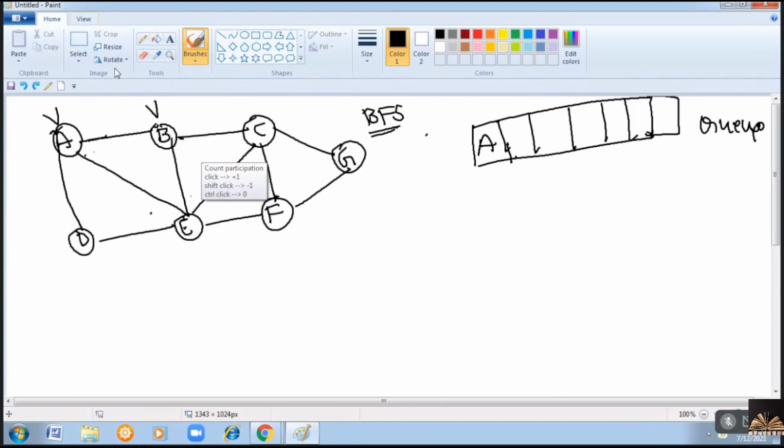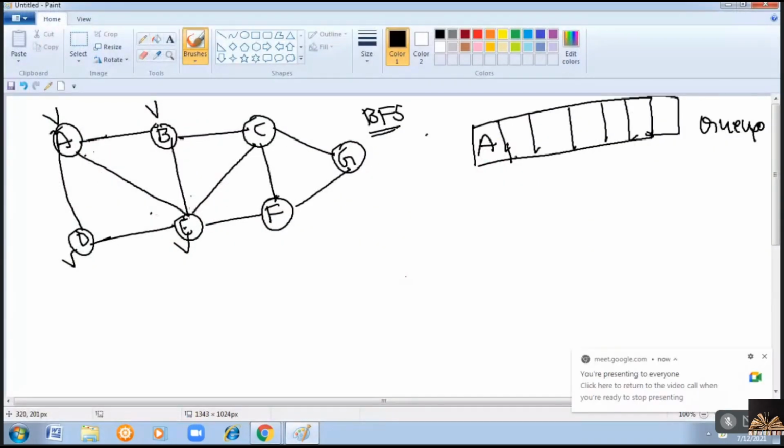So what are the, yes. These are all adjacent only. So what are the adjacent vertices? 1, 2, 3. Yes. 3 are the adjacent vertices, right?